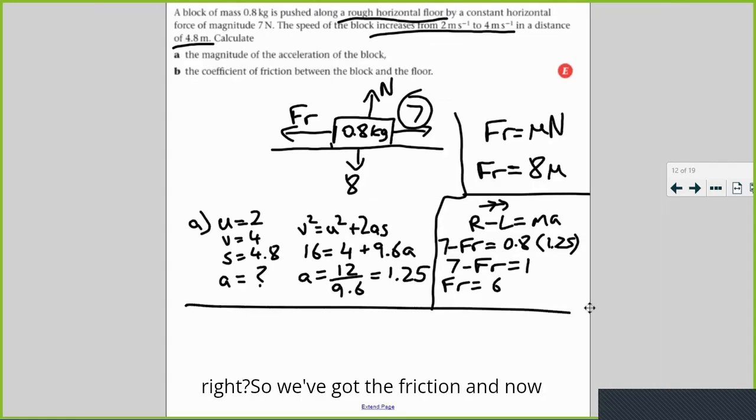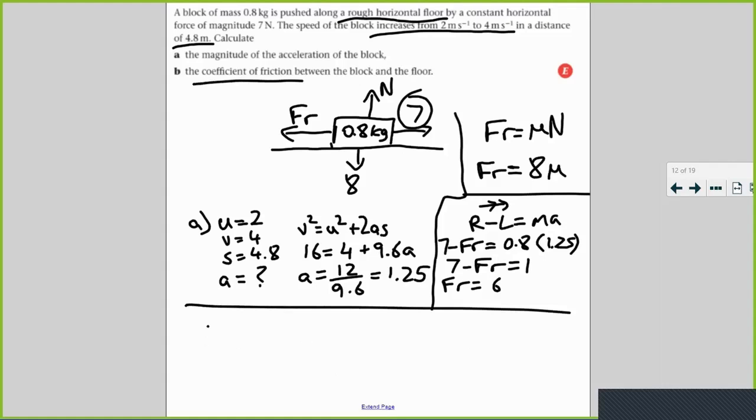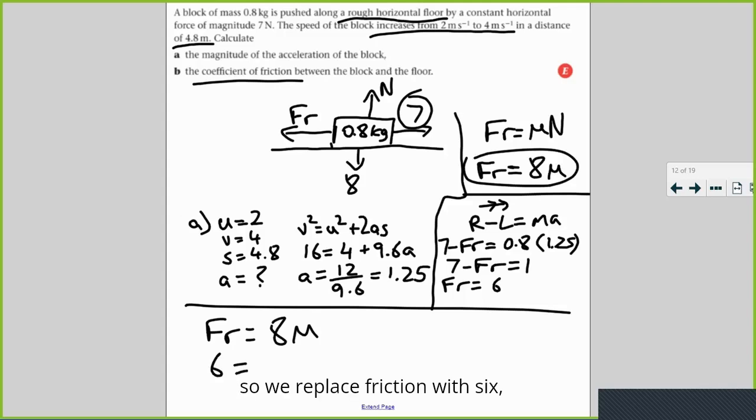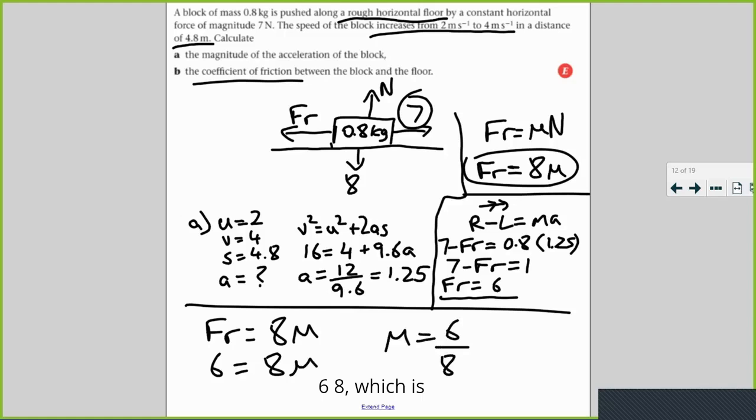Right, so we've got the friction, and now it wants the coefficient of friction. Okay, so this is what we had at the start. Friction equals 8 mu. Friction is 6, so we replace friction with 6, which we just calculated. Okay, and then mu is equal to 6 divided by 8, which is 0.75.